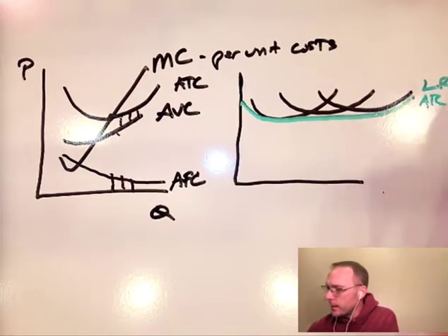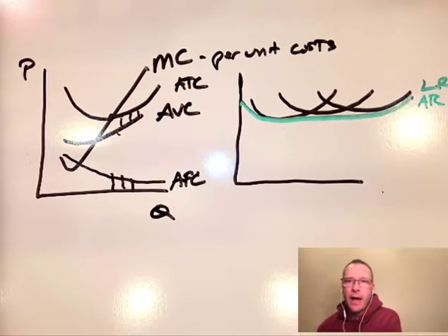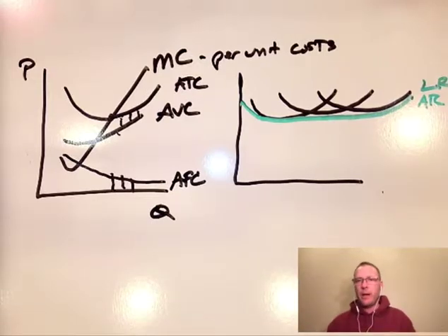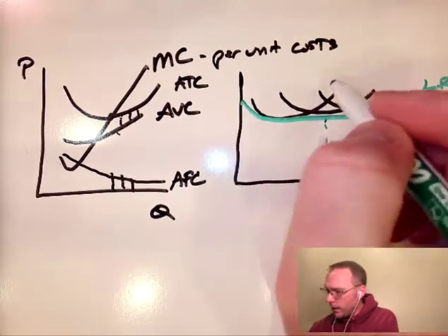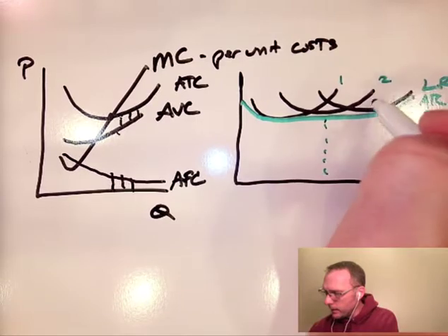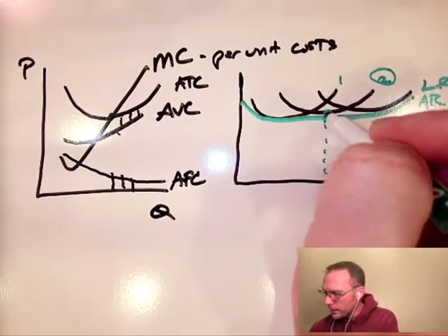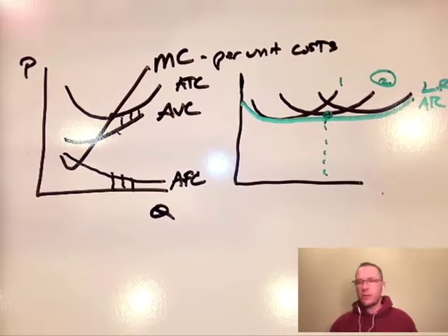And as I see that long run ATC there, depending on how much I was going to produce, that would be what average total cost curve I would want to be on. So if I was going to produce right here, I would pick my ATC number 2, because that's where I'm going to bottom out on my lowest costs. So that's how the long run average total cost curve works.